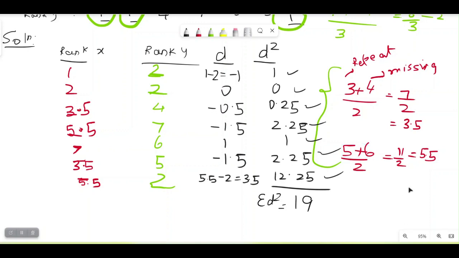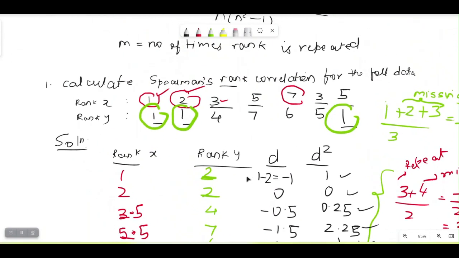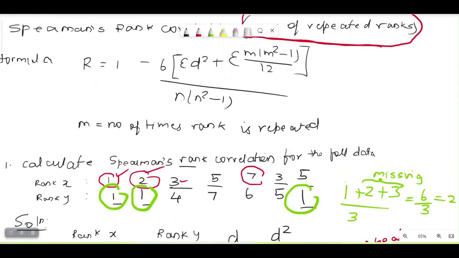Now, if you observe carefully in this formula, 1 is known, 6 is known. Now we have got summation of D square is known. Our summation of D square is 19. N is anyways the number of observations. So we have 1, 2, 3, 4, 5, 6, 7. So in our case, N is 7. So this is also known.